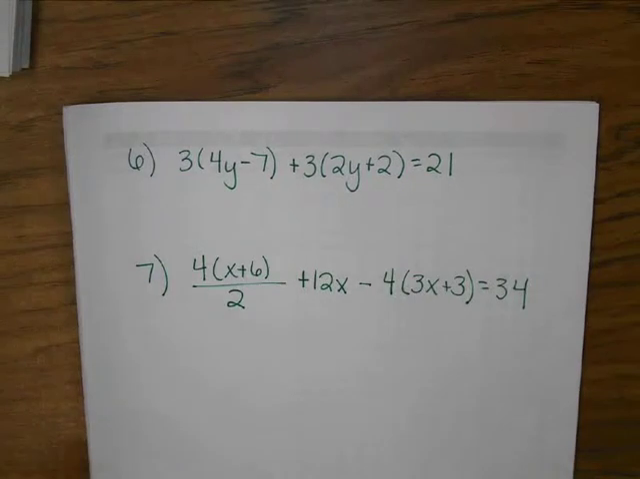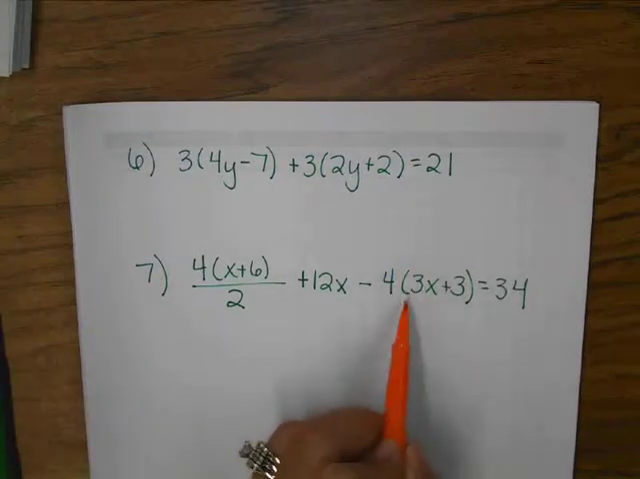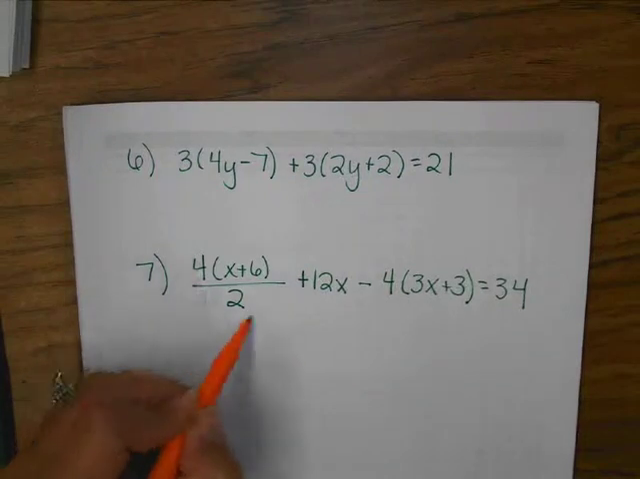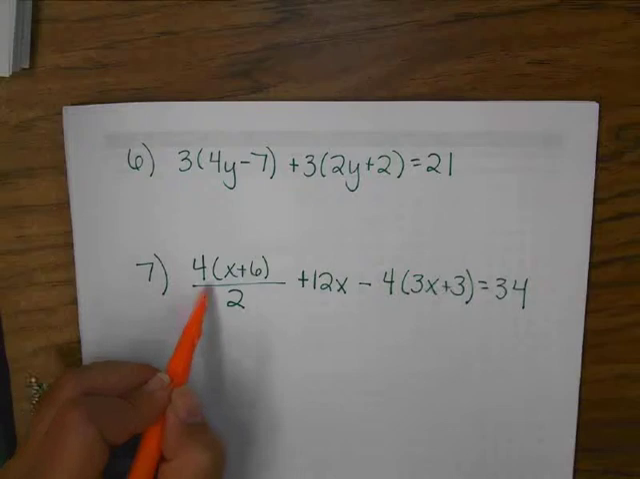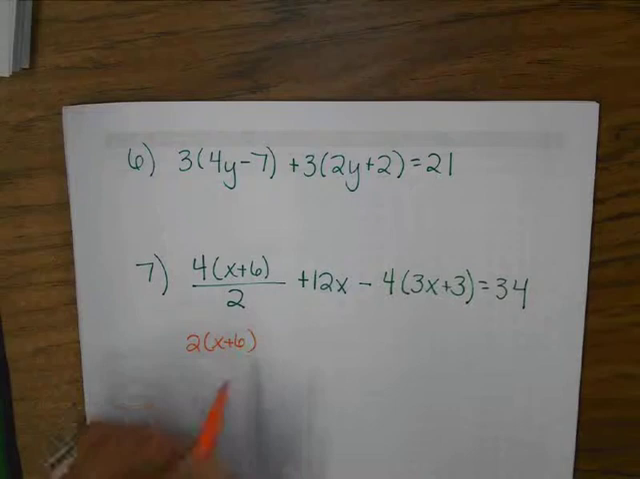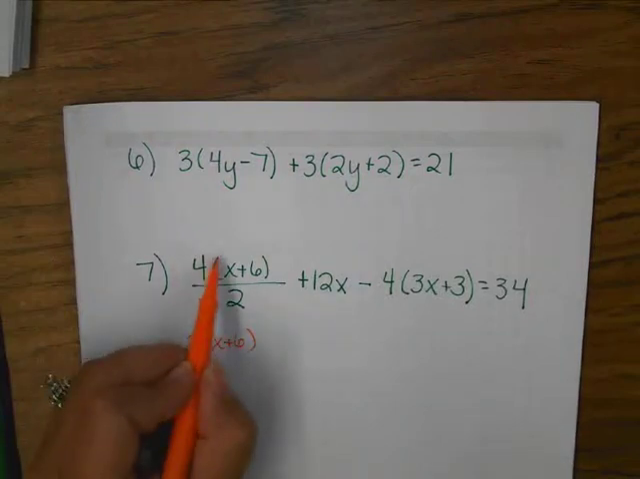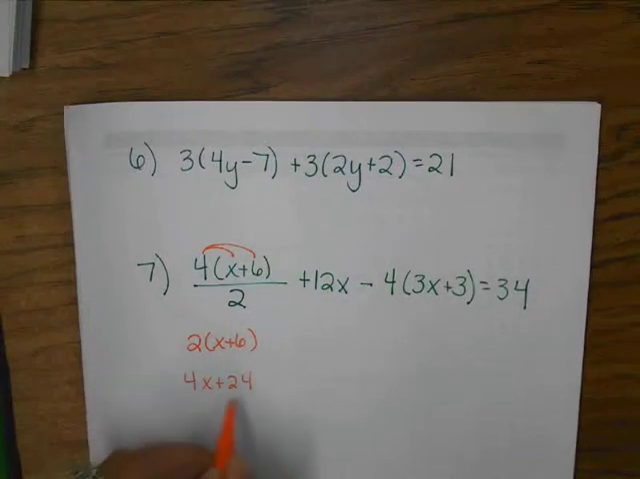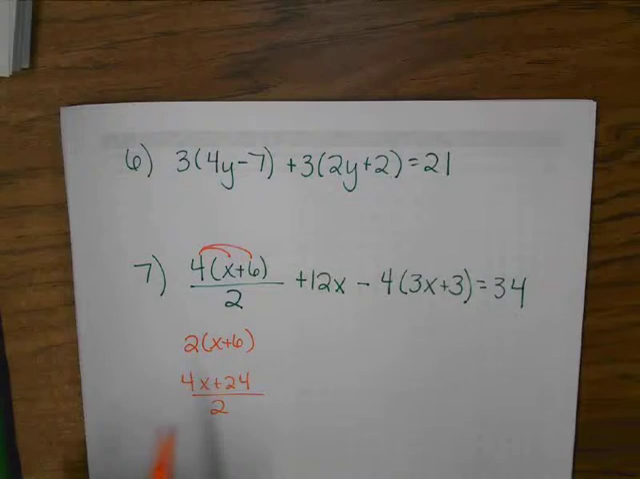On number 7, over here we're going to distribute. You've been getting good practice with that. My hint to you right here is you can reduce 4 over 2. 4 over 2 is 2 times x plus 6, or you can distribute and get 4x plus 24 divided by 2. And if you divide both of these by 2, that would also simplify correctly. So you have a choice on how you want to attack this 7th problem.